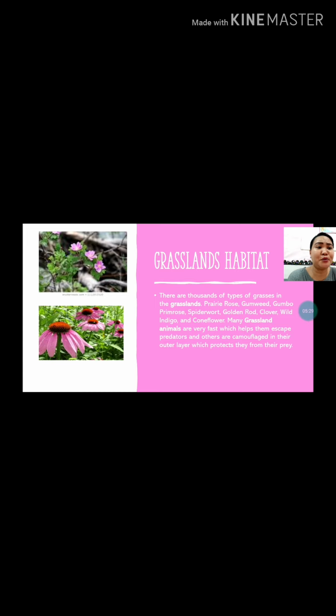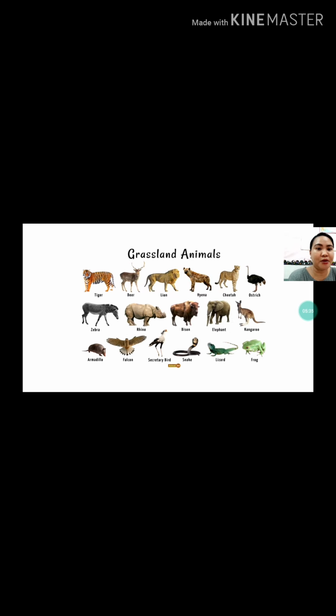So let's learn what animals live in grasslands. So we have tiger, deer, lion, hyena, cheetah, ostrich, zebra, rhino, bison, elephant, kangaroo, armadillo, falcon, secretary bird, snake, lizard, and frog. So those are the animals that live in grassland.